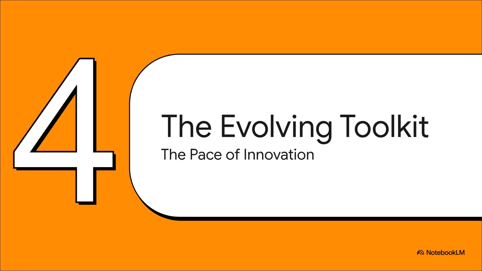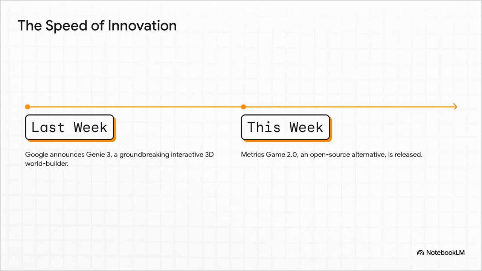So we've seen new ways to direct, new ways to edit, new ways to finish our AI creations. But what's truly staggering, really, is the speed at which this entire creative ecosystem is evolving. Just to get a handle on the kind of speed we're talking about, look at this timeline. Just last week, the world was completely blown away by Google announcing Genie 3, a tool that lets you generate interactive 3D worlds from a prompt.